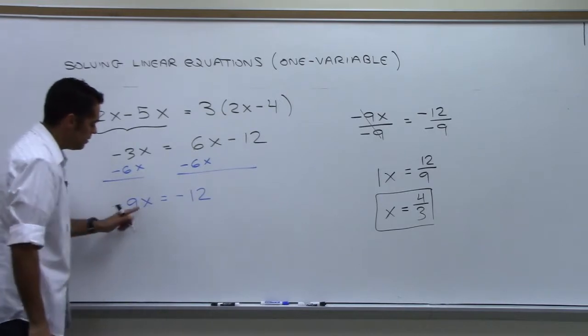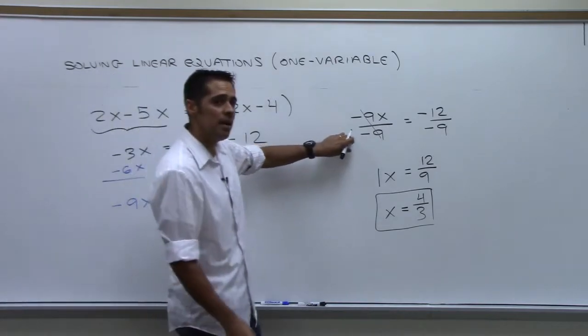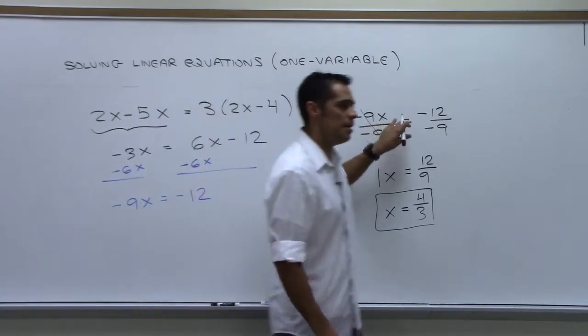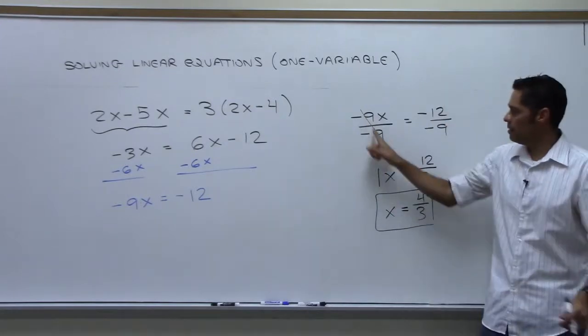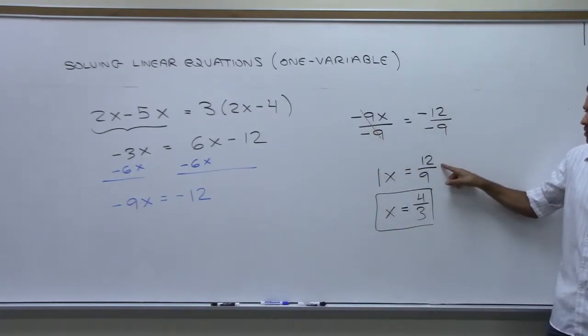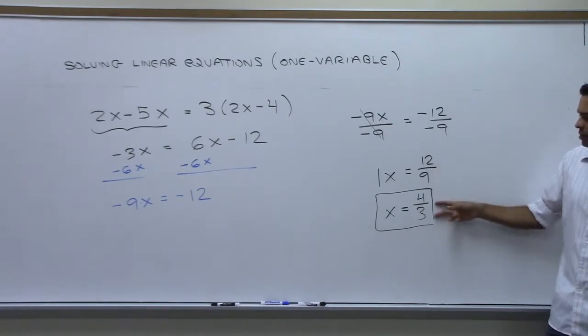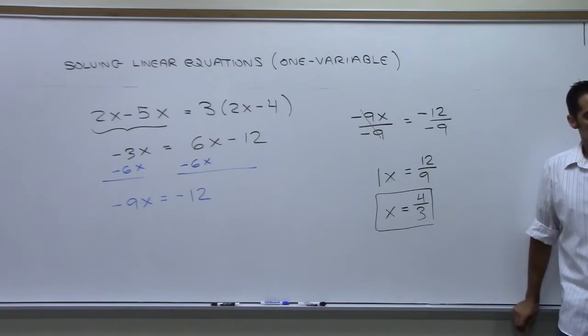At this point, to get a 1 in front of here, we have to undo the multiplication. So we divide both sides by negative 9. Negative 9 divided by negative 9 is positive 1. So that's why I did this. And then negative 12 divided by negative 9 is really a positive number, right? Negative divided by negative. And then I reduce the fraction. This all clear?